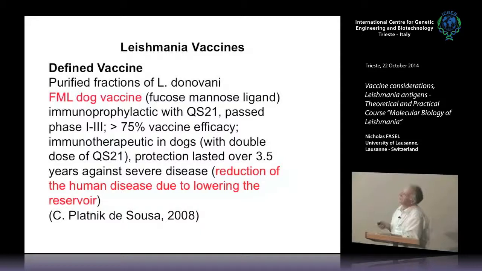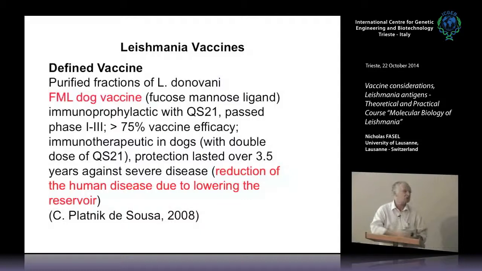Then, one point with a defined vaccine, FML, is the fucose mannose ligand. I think this Leishmune, there is one thing which is quite interesting in this vaccine, even if it was for dogs, was the reduction of the transmission. And then globally, I think that's quite important.